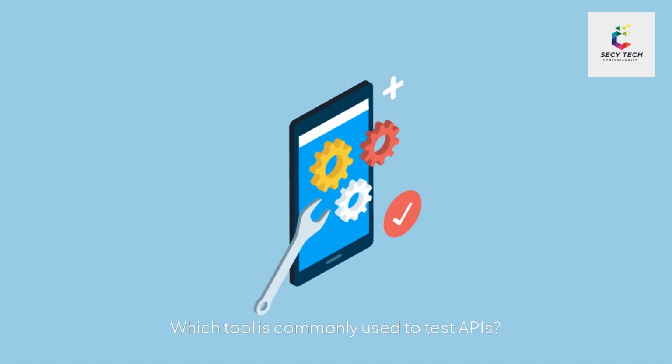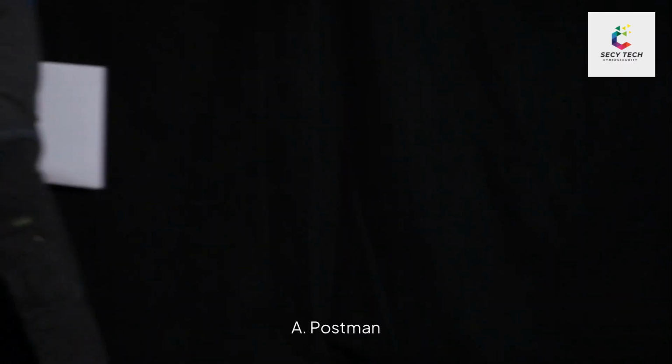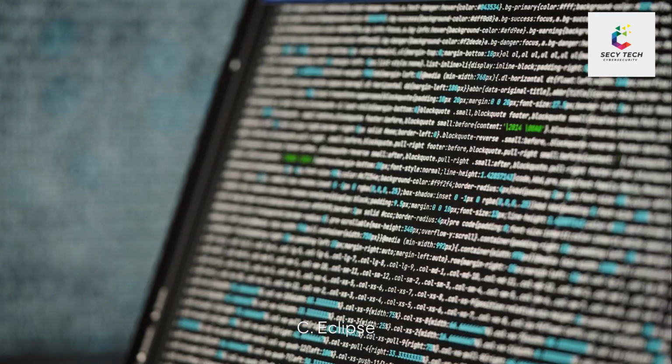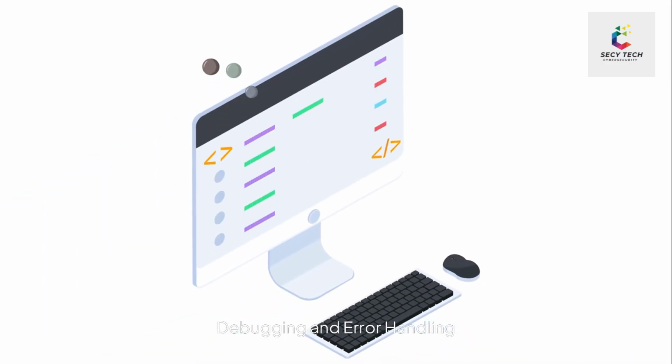Q12. Which tool is commonly used to test APIs? A. Postman. B. GitHub. C. Eclipse. D. Docker. Answer. A. Postman. Debugging and error handling.